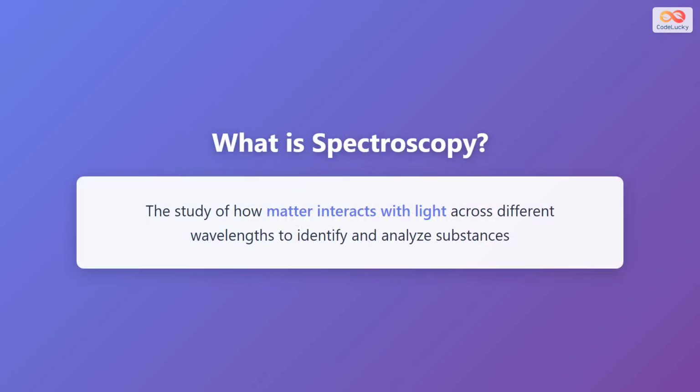So what exactly is spectroscopy? At its core, spectroscopy is the study of how matter interacts with light across different wavelengths. When light encounters a substance, something interesting happens. The substance can absorb certain wavelengths, transmit others, or reflect some back. By carefully measuring these interactions, we can identify what substances are present and even determine how much of them we have. It's like giving each molecule its own unique fingerprint made of light.